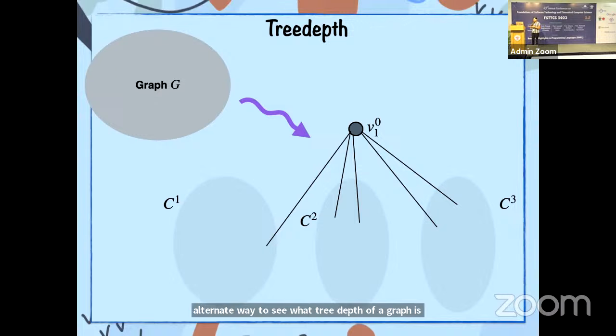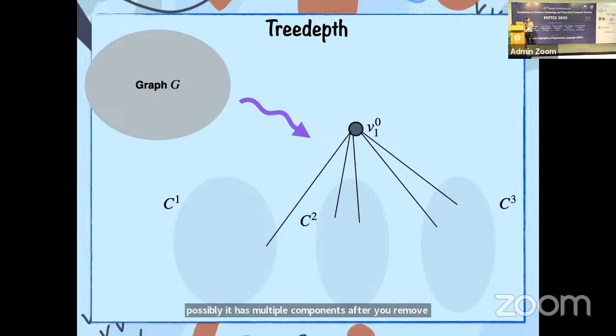So consider a graph G, and let us play the following game in the graph. You pick a vertex from the graph and delete it. Here we are deleting this vertex v01. That's our first vertex we deleted. Say it's in level 0. This will be the root of our game that we are playing on the graph. Now, if you remove this vertex, the graph possibly splits into a bunch of connected components. In this example, it splits into three connected components, C1, C2, and C3. Maybe it just has one component, that's okay, but possibly it has multiple components after you remove this vertex.